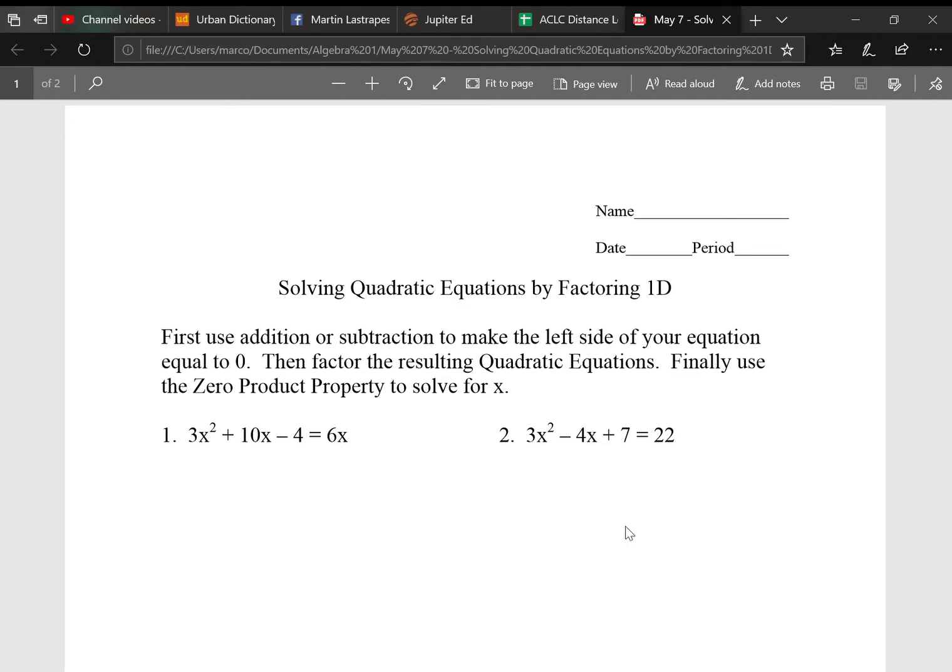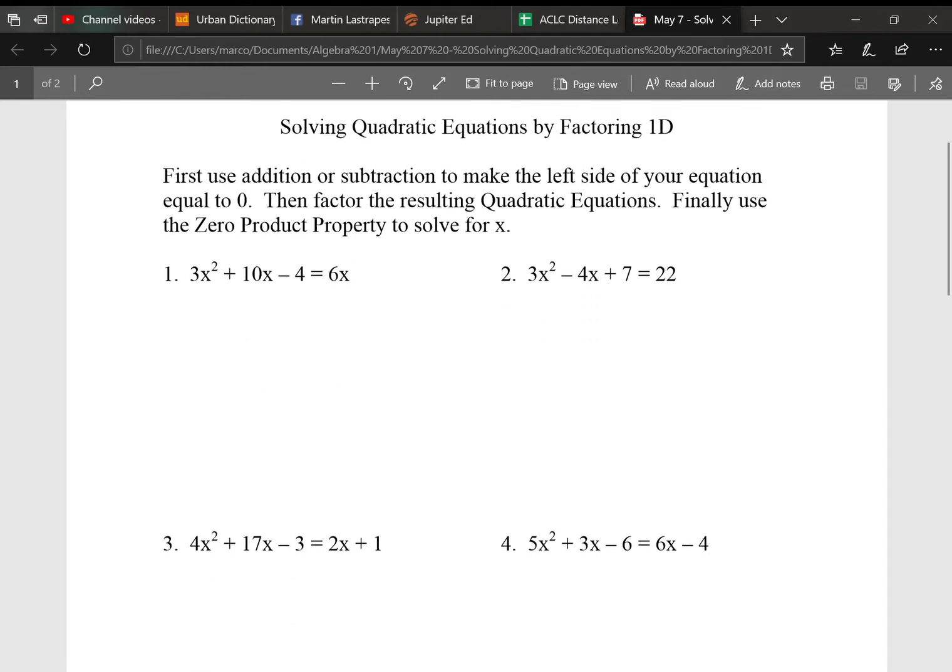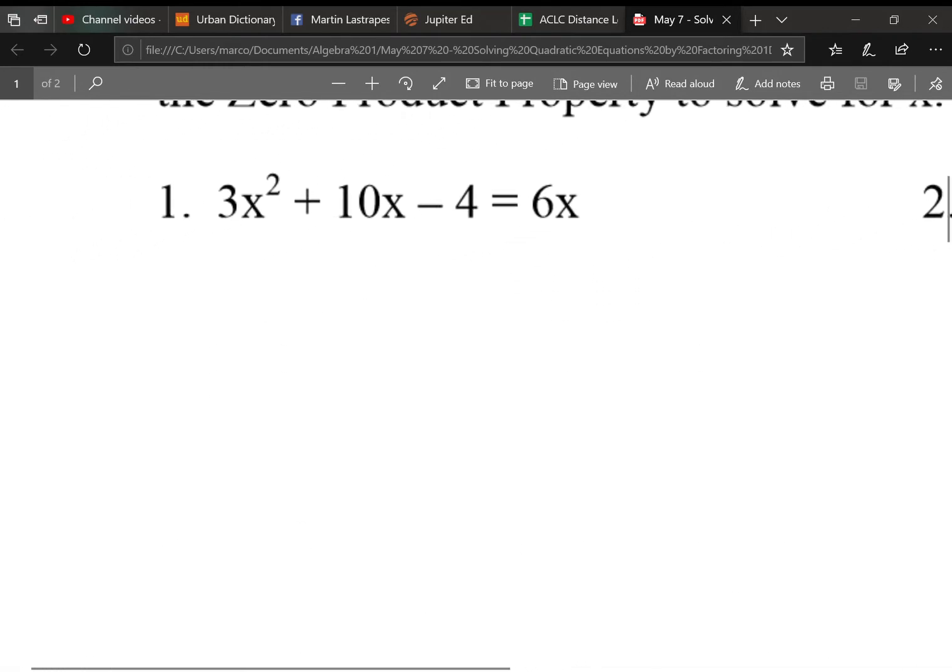I want to move on to solving quadratic equations by factoring 1D. I think I mentioned this on the last video, but the only thing different going on here is we're going to see some negatives. We know that negatives tend to make things a little bit harder, so I wanted to give that to you as a separate assignment. I'm going to go ahead and start with number 1, and I'm just doing 2 this time, so make sure you're paying attention to those 2. Let's start with number 1.